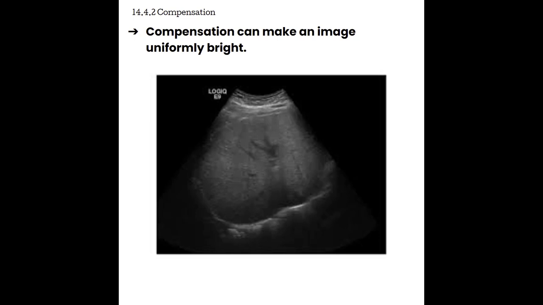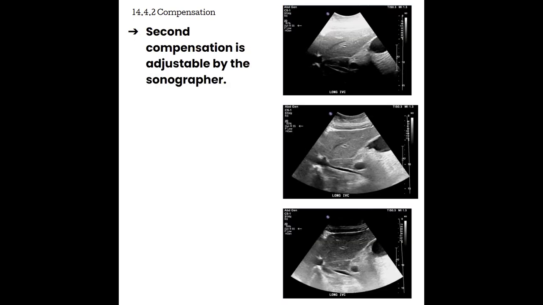What's left over then is second compensation, which is performed by the sonographer. The sonographer can control where they want compensation to occur. So second compensation is adjustable by the sonographer, and this is really where some of the art of sonography comes in. An uncompensated image is not going to be uniformly bright.